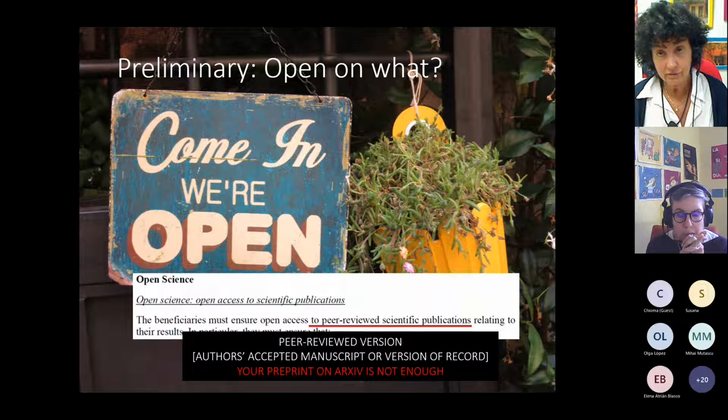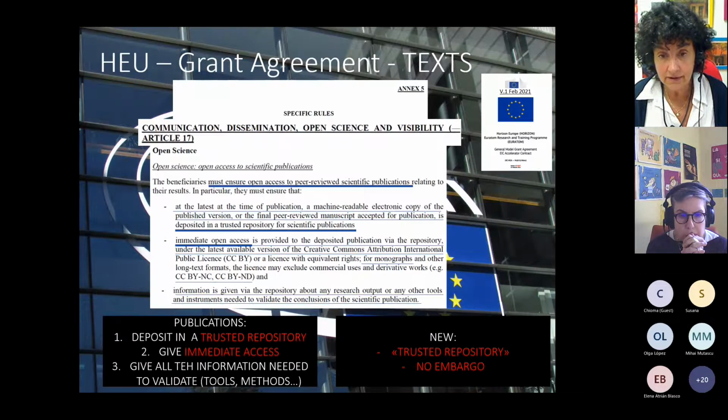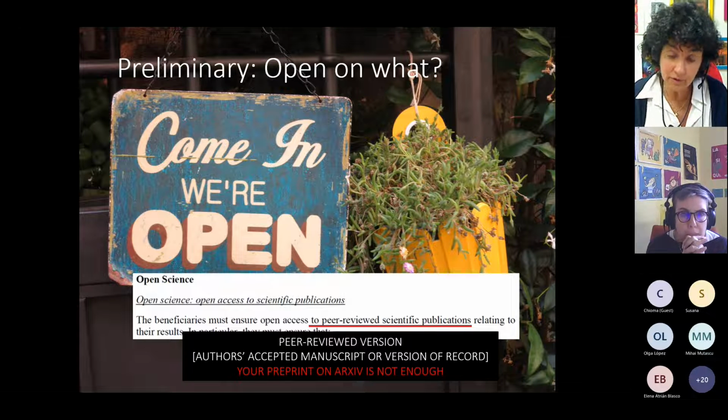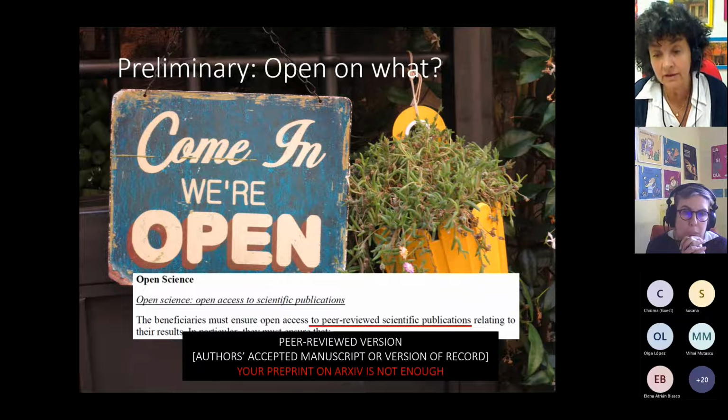open on what? The peer-reviewed version, okay? If you go back to the wording, the published version or the final peer-reviewed manuscript accepted for publication, which is to say that the preprint you deposit on arXiv, if you are a physicist, or in any other preprint server, is not enough, okay? They want the accepted version.